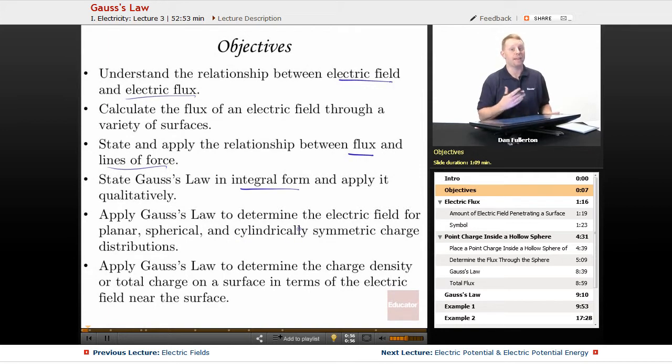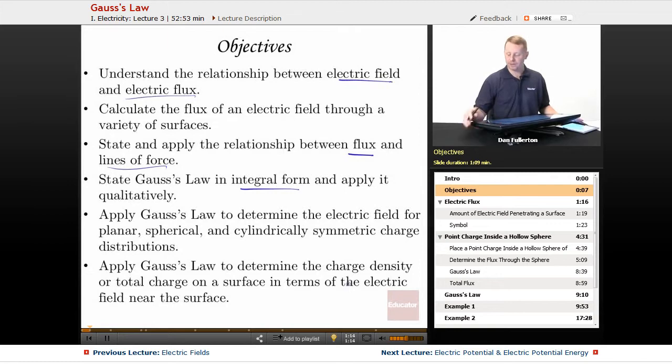And that's going to be a big portion of the lesson. And almost without a doubt, that's going to be involved in at least one of the free response questions on your AP exam. And finally, apply Gauss's law to determine the charge density or total charge on a surface in terms of the electric field near that surface.